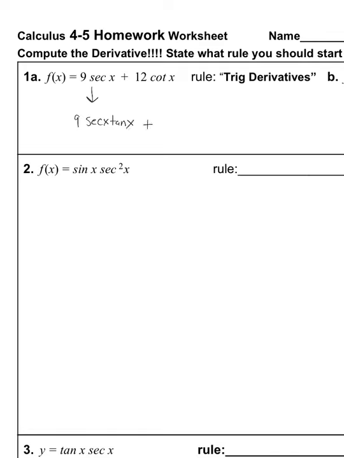Second term, that 12 comes along, and the derivative of the cotangent is negative cosecant squared. So I'm going to put the cosecant squared of x right here, and I'm going to change this positive to a negative. And that's as far as you can go. Nothing to simplify. And then your rule, we just used the trig derivatives. There wasn't a specific derivative rule.